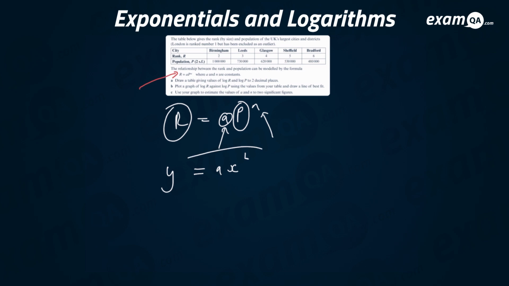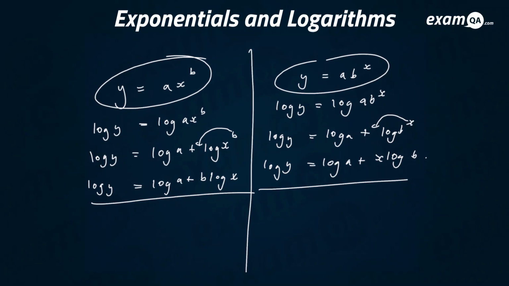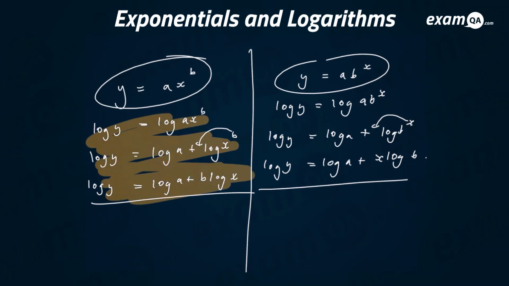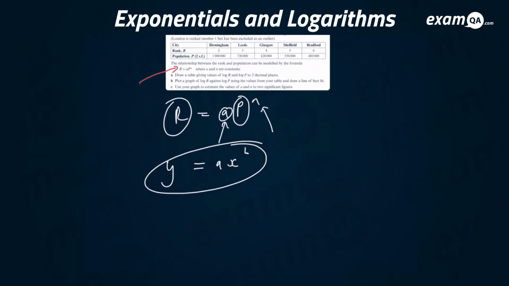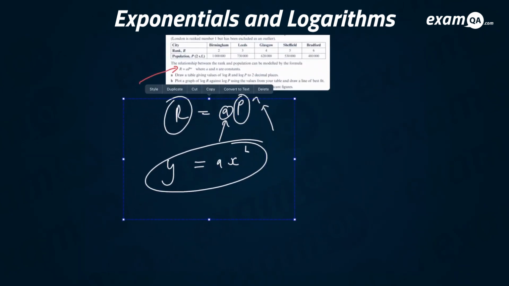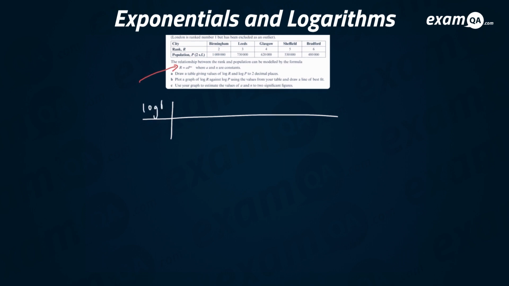So what is the point of y equals ax to the power of b? It's probably gonna have to do something like this, right? At some point in the question. Okay. So let's just carry on. Just keep that in mind. Part A, draw a table giving values of log r and log p to 2 decimal places. Now this is a bit of a sort of silly question, you could say, to be honest. Not silly, but it's not testing you on much. It just literally says write log r, write log p, and just fill it in.